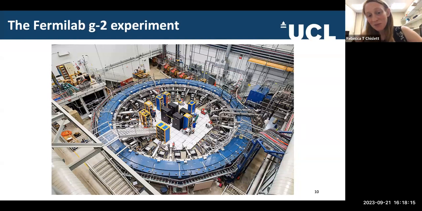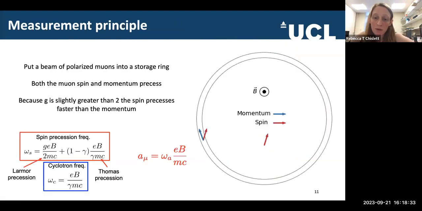So moving on to what I know much more about, which is the experiment. Here in the photo is the g-2 ring, and the muons come in at the top here, and this is a big magnet that was moved from Brookhaven to Fermilab. The principle of the measurement is that you inject muons into the storage ring, and then they go around in the magnetic field. So both the momentum and the spin precess.